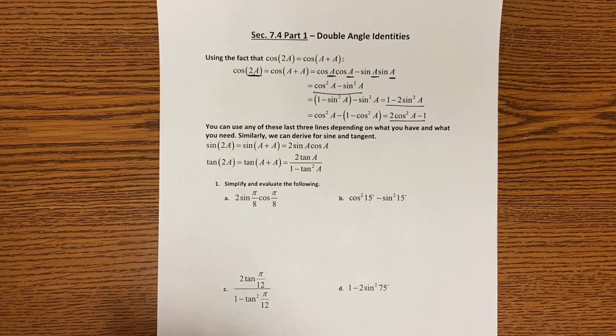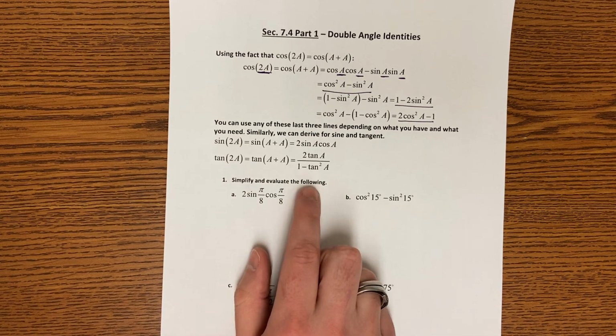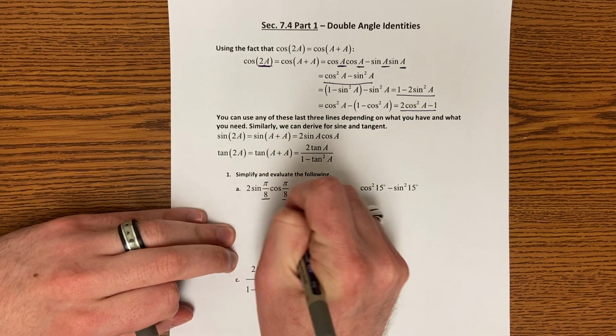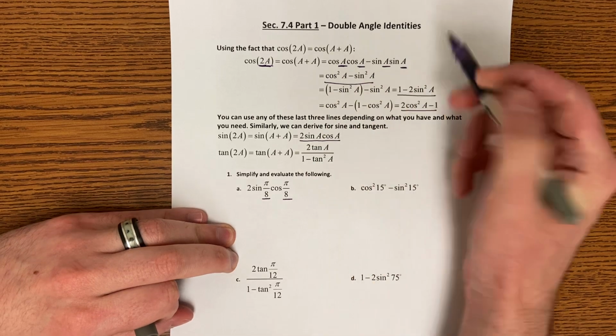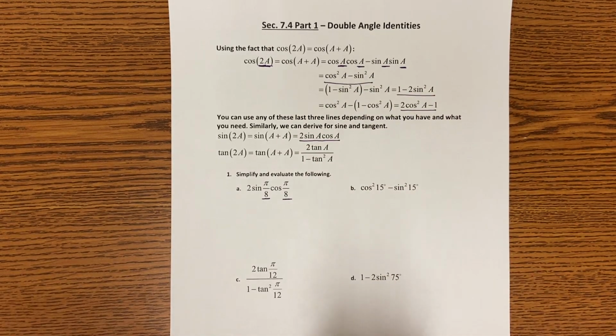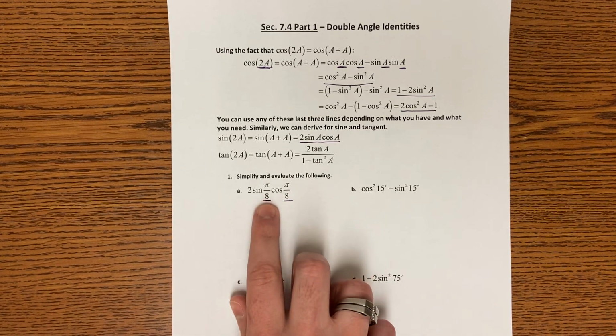So let's get started. Simplify and evaluate the following: 2 times the sine of pi over 8 times the cosine of pi over 8. Really, you're going to look up here, and these will be on a formula chart for your quiz, so you don't need to worry about that, or you'll be allowed to use one for your quiz. So we'll have this pi over 8.